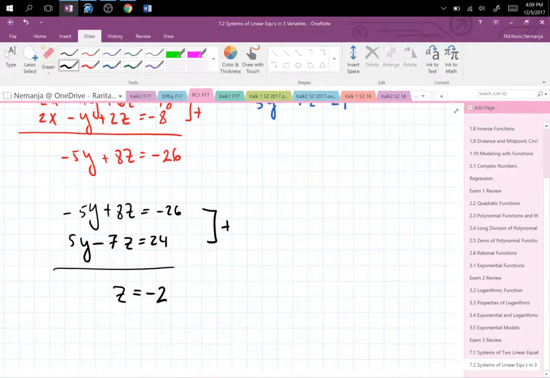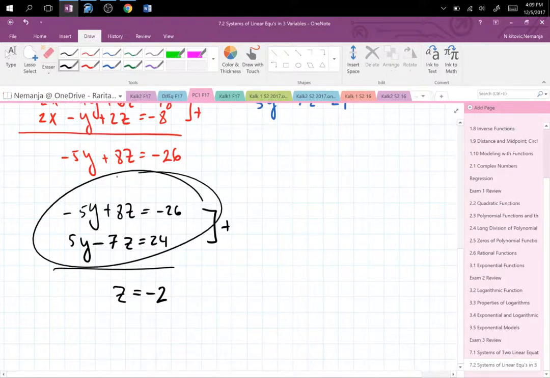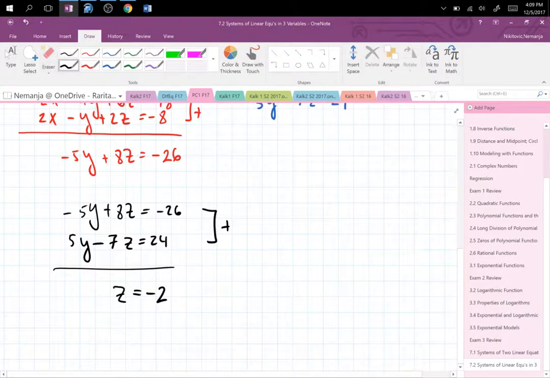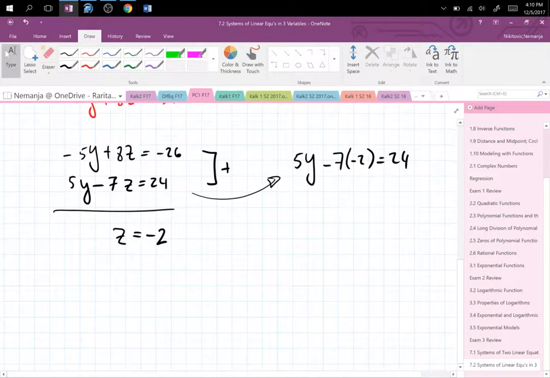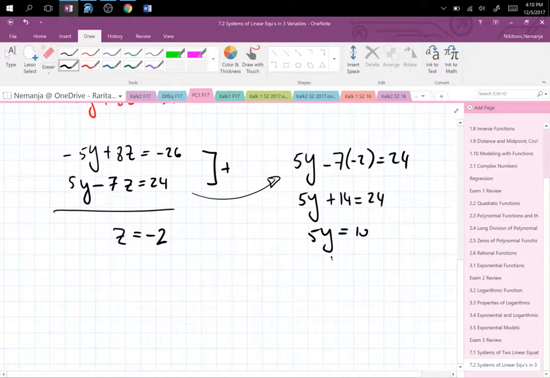Okay, great. So now you use z in any of these black equations here to come up with y, and then you have z and y to calculate x. So let's use the bottom equation. It says 5y minus 7 times -2 is equal to 24. So that's 5y plus 14 is equal to 24. 5y equals 10. y equals 2, as I have foreseen.